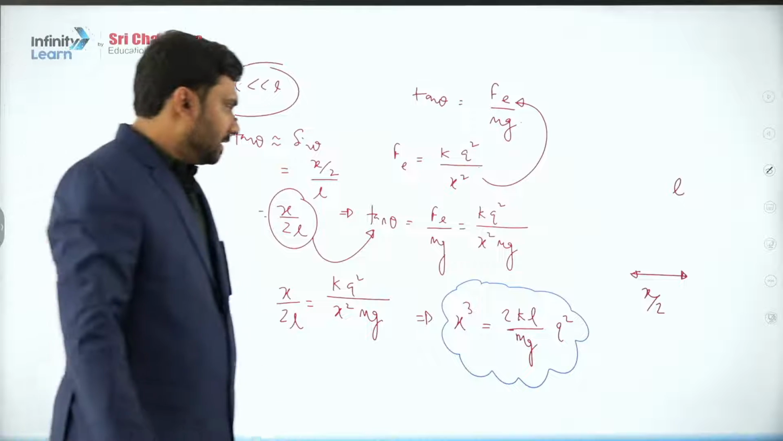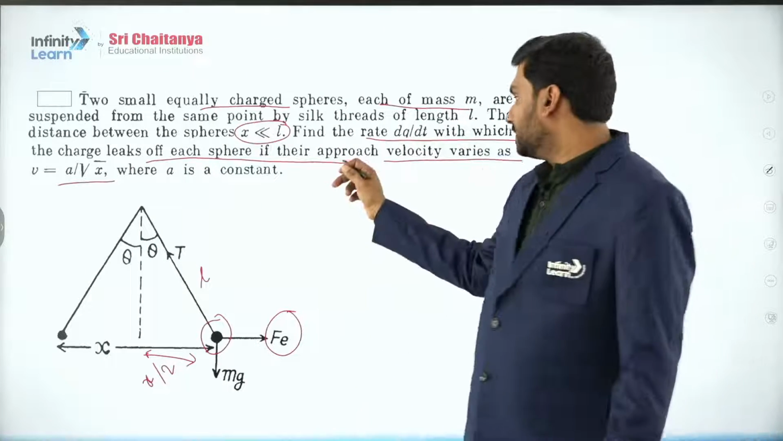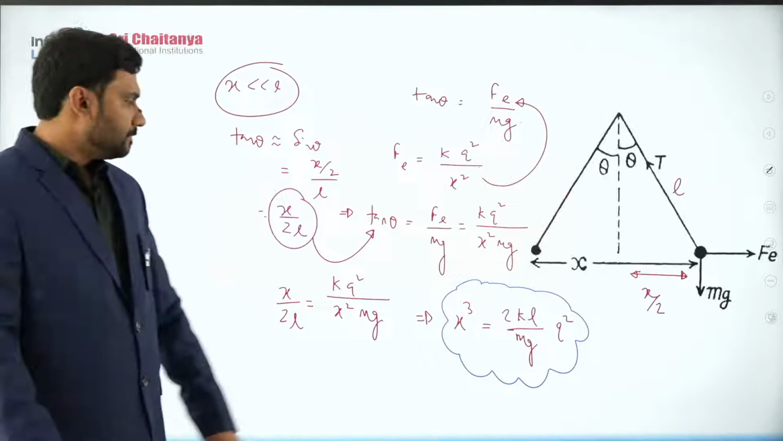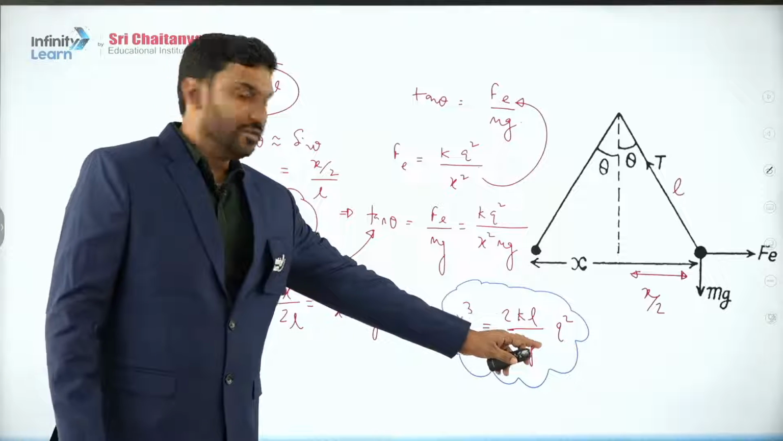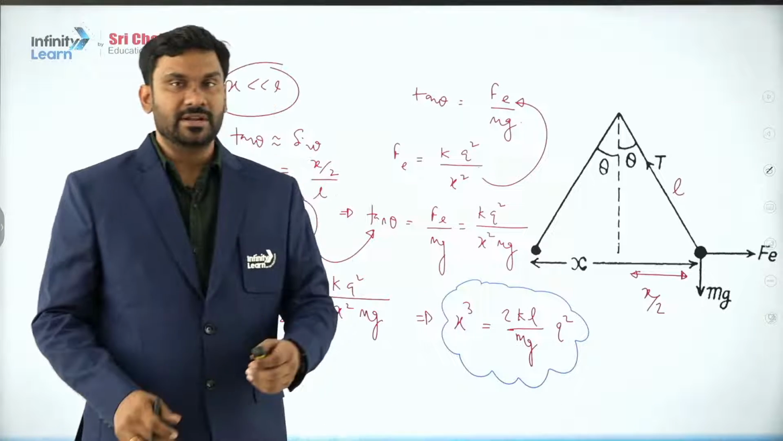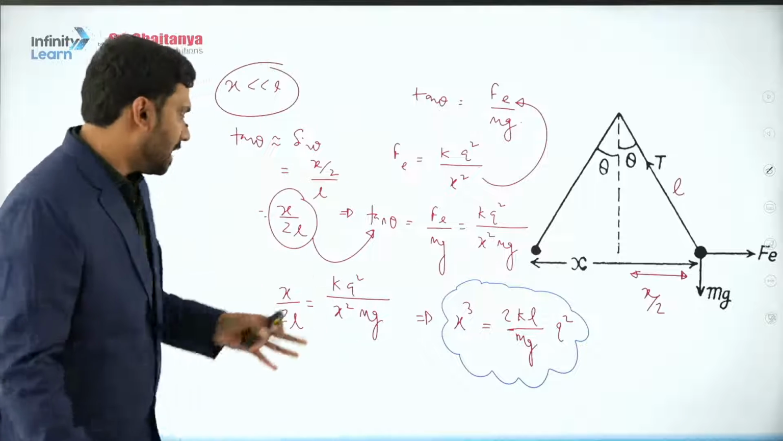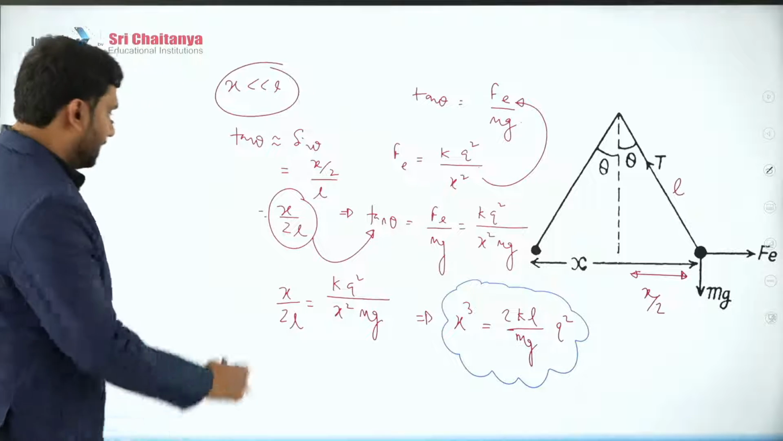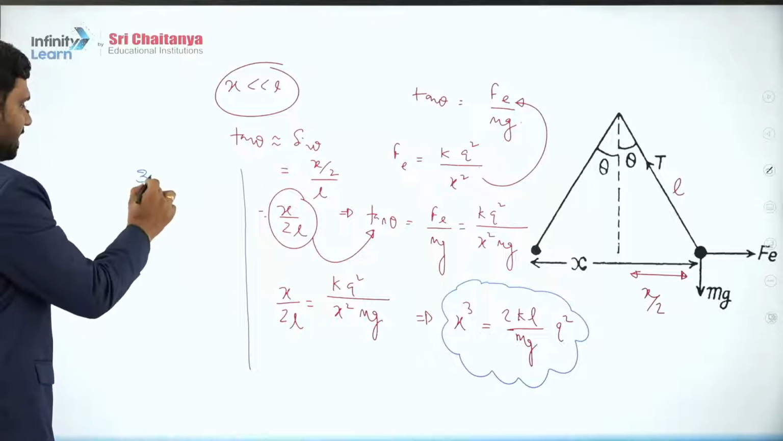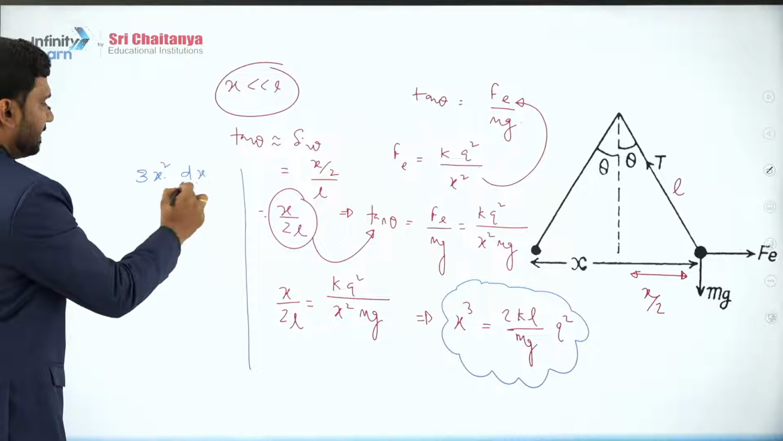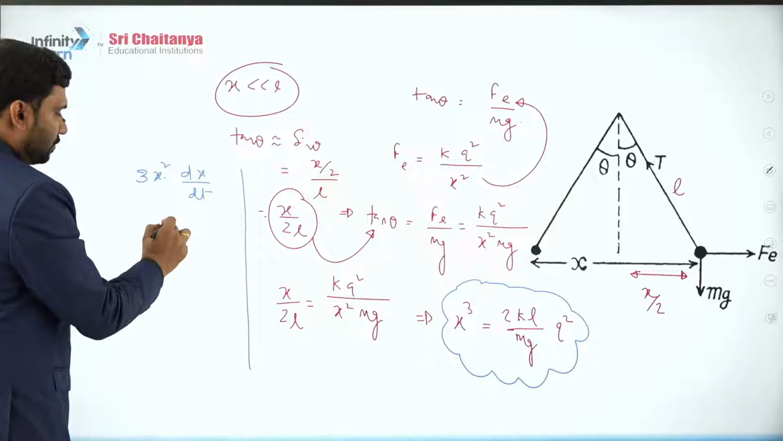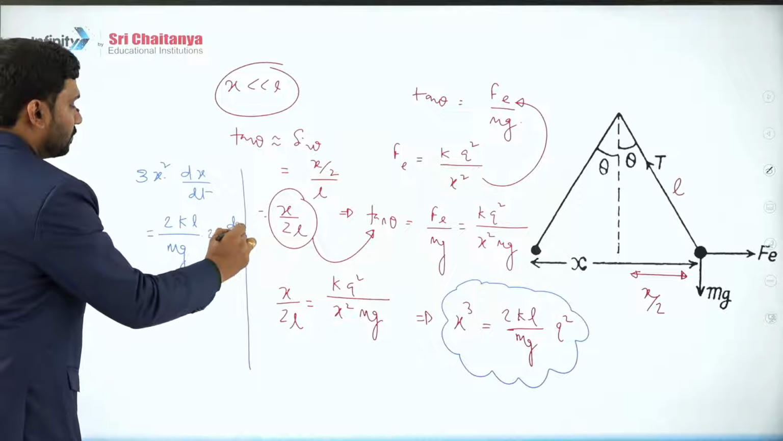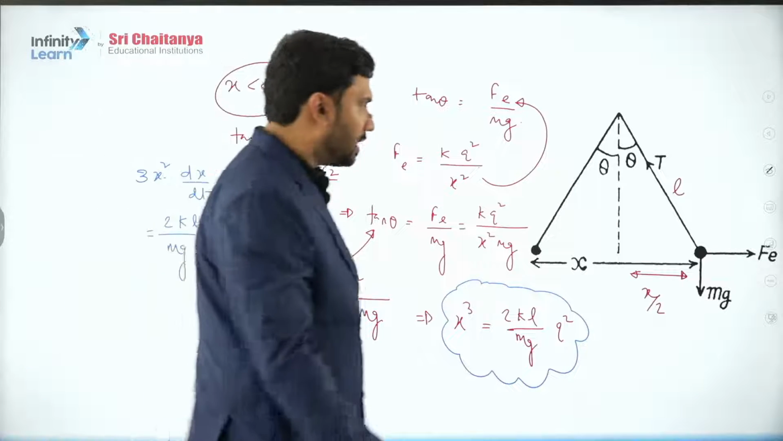So what was the question demanding? The question was demanding to find the leakage of charge, dq/dt, the rate. So to figure out the rate, I need dq/dt. If you look at this equation right now, what do we need? Simply we have to differentiate. If I differentiate, I will get the answer immediately. After differentiating, I will get 3x square dx/dt is equal to 2kL by mg into 2q dq/dt. Hold on, we got your answer.